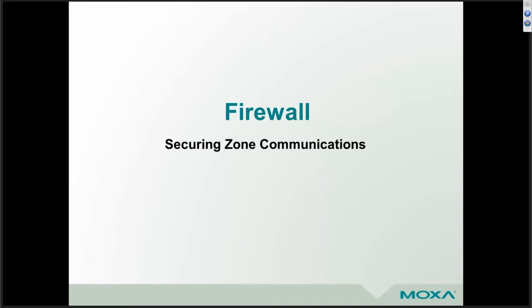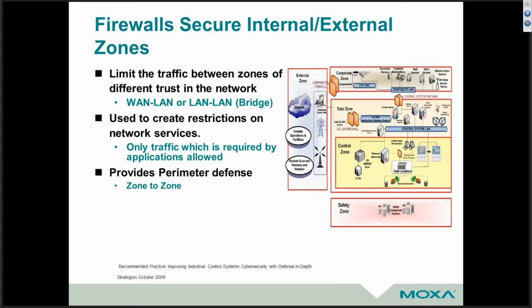In the next section, we're going to discuss firewall features. We spoke about firewalls before being used to secure our zones and provide that layer of trust, either between wide area networks and local area, or two local area networks with a bridge. These are used to create restrictions on the network services that can communicate, and really establishes our zone-to-zone defense.